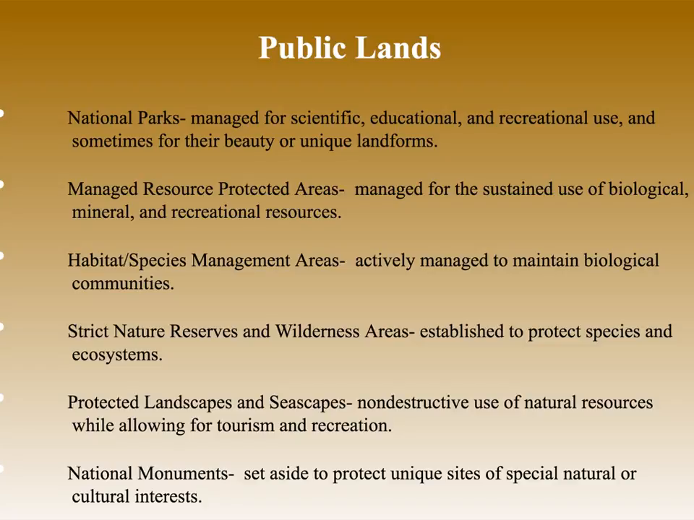So we have national parks. These are managed for scientific, educational, and recreational use, and sometimes for their beauty or unique landforms. Managed resource protected areas are managed for the sustained use of biological, mineral, and recreational resources. Habitat species management areas are actively managed to maintain biological communities. Strict nature reserves and wilderness areas are established to protect species and ecosystems.